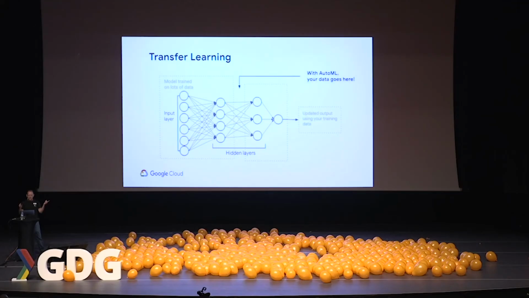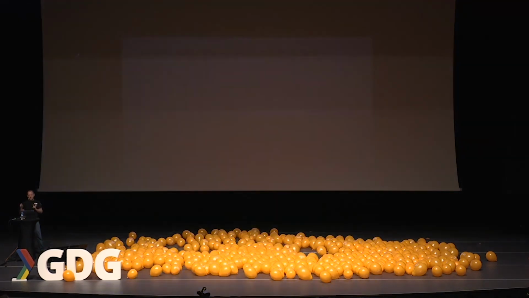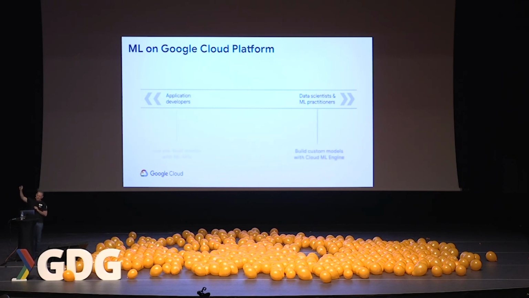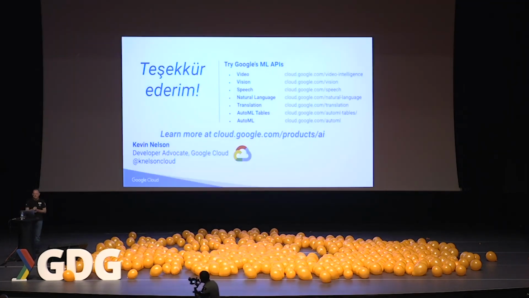I've got some more slides on here that I'm not going to be able to discuss. I'm going to get back down here to the end. This is showing that you can use pre-built models, you can do hand-built models, and now with AutoML, you can do that without having to become an expert.